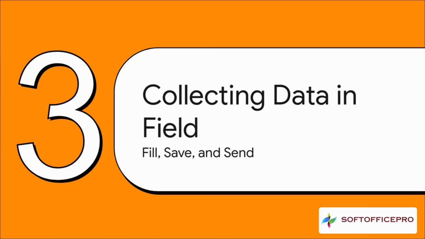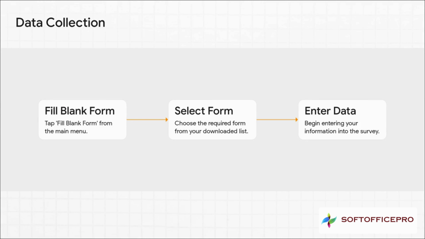Okay, your app is set up, you've got your forms. Now for the main event. Let's talk about the simple process of actually collecting that data when you're out in the field. The whole workflow is designed to be super straightforward. Right from the main menu, you're going to tap Fill Blank Form. That'll show you the list of forms you just downloaded. You just pick the one you need, and boom, you can start plugging in your data right away.